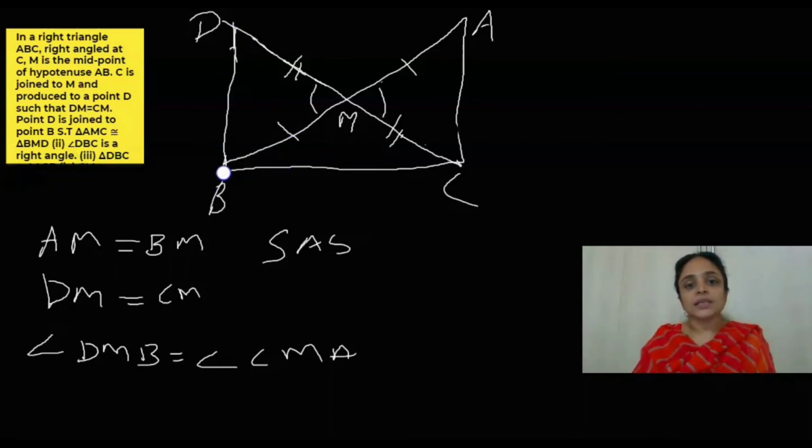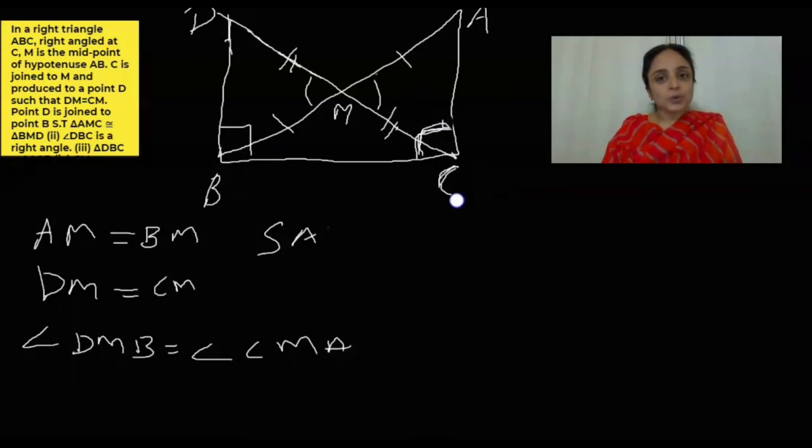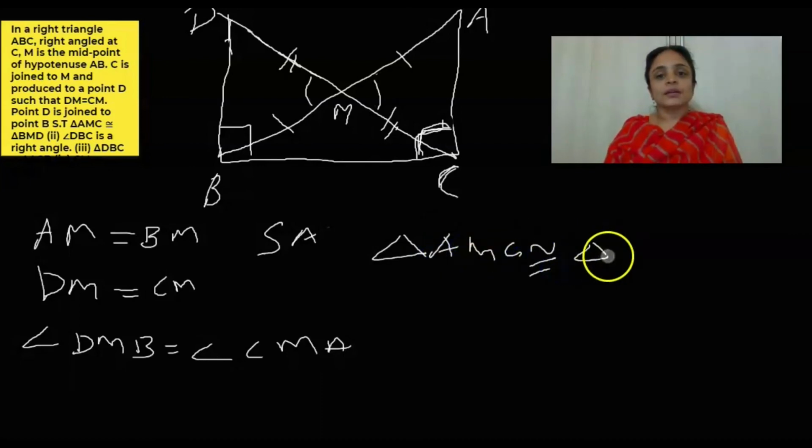Next, we have to show that angle DBC is a right angle. For that, if we prove that this triangle ABC is congruent to triangle DCB, then we can say that angle DBC is a right angle because, given that angle ACB is a right angle. So if we prove that these two triangles are congruent, we can say that angle DBC is also a right angle.